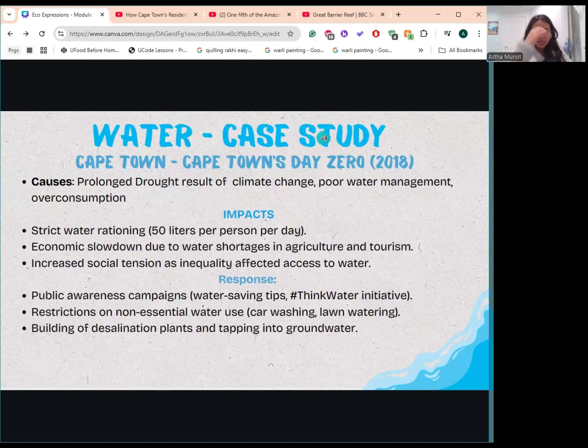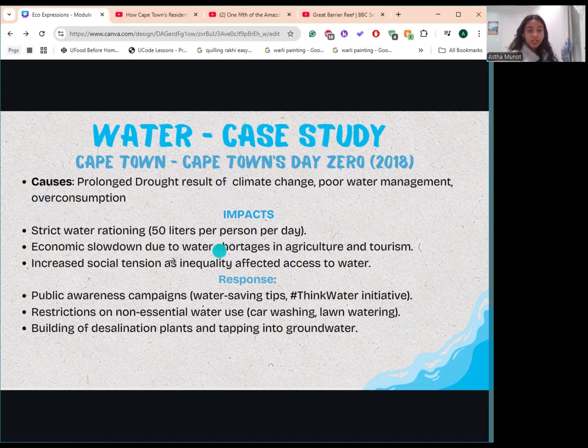So what caused them to be so close to Day Zero? First was prolonged drought as a result of climate change, poor water management, and overconsumption. Cape Town is in Africa, and they didn't receive as much rain as they had anticipated, which resulted in them not being able to manage their water properly, and there's a humongous drought there. And there are a lot of implications of climate change as well, because of the changing climate, which was a result of the lack of rainfall.